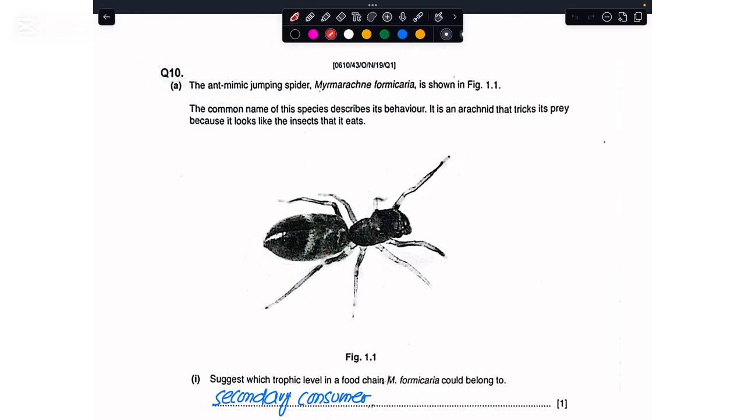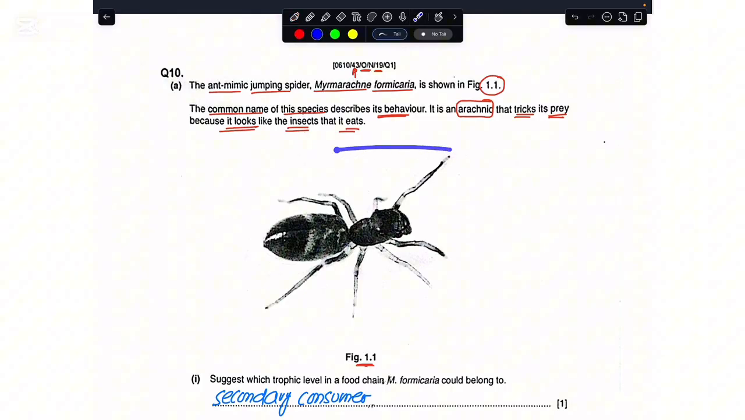And this came in the year 2019, and the variant was fourth, and the session was October, November. They say that there is an ant mimic jumping spider, and here comes the name of its genus, and here is a species, and they have shown you the diagram. In this figure 1.1 that we have with us, they say describe the common name of this species, its behavior, and further they are saying that this is an arachnid, and this would trick its prey because it looks like the insect that it eats.